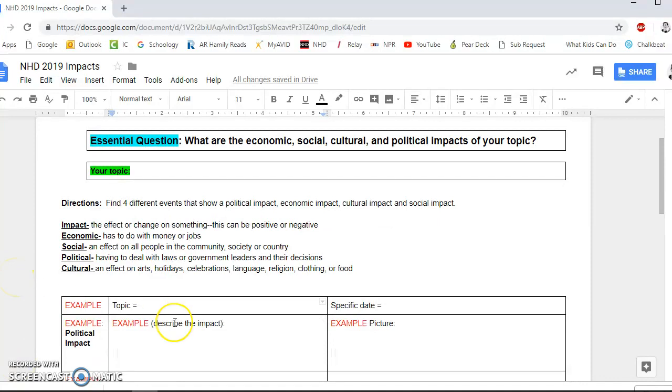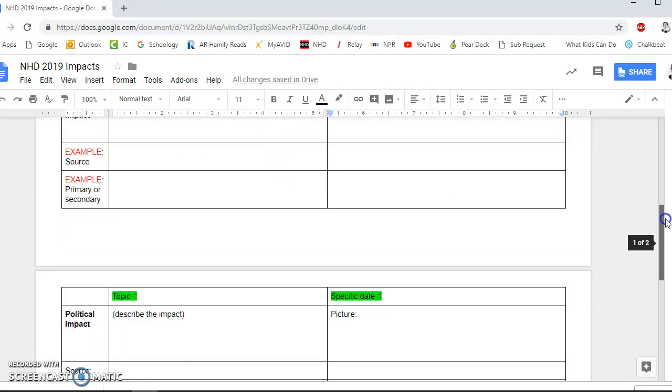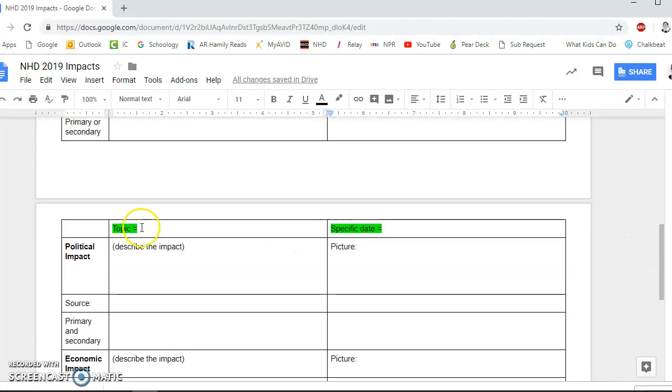Okay, so I'm going to start by typing in my topic and the date of my topic. I know the example topic is the Children's March, and that happened on May 2nd in 1963. Perfect. When it's your turn, you will be typing in your topic here where it says your topic, not the example topic, your topic. You will also be typing it in down here in the graphic organizer where it says topic and then the specific date of your topic.